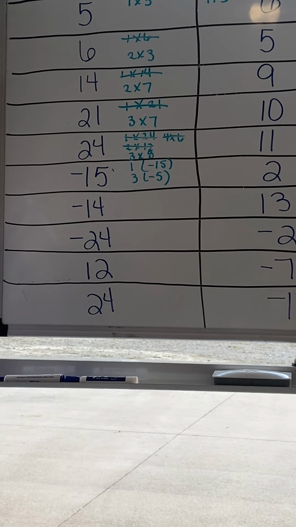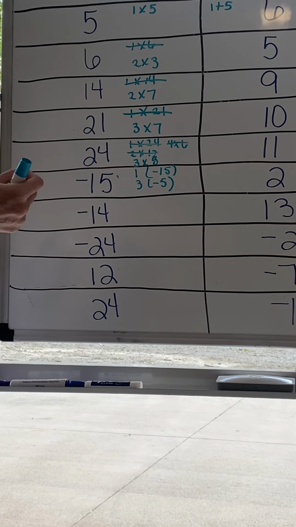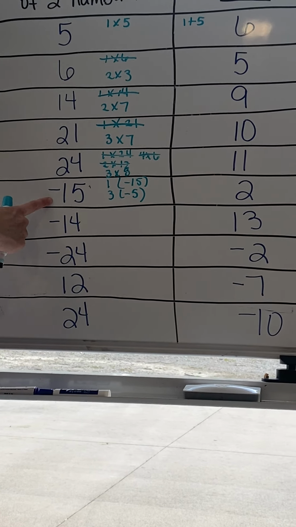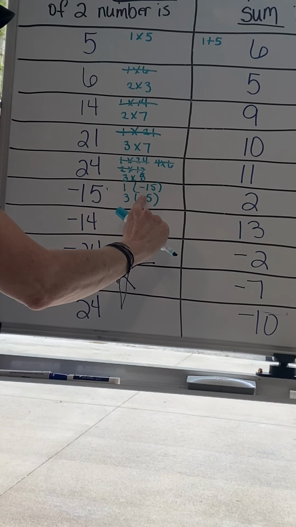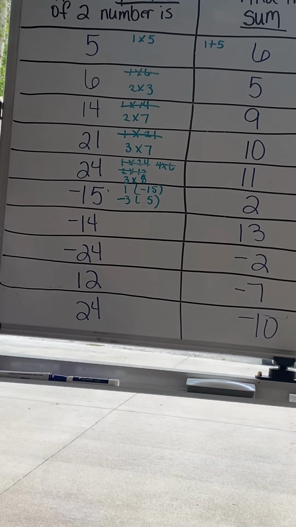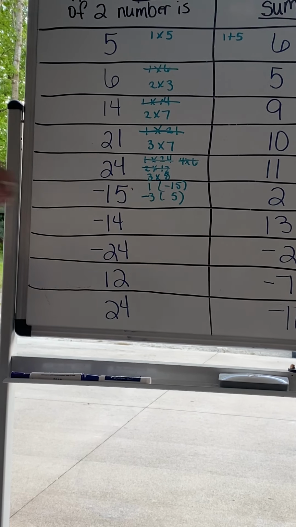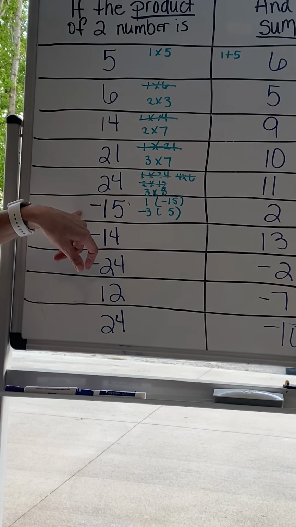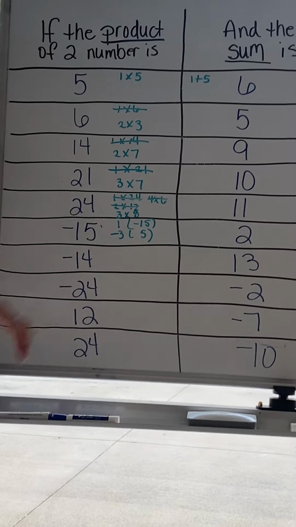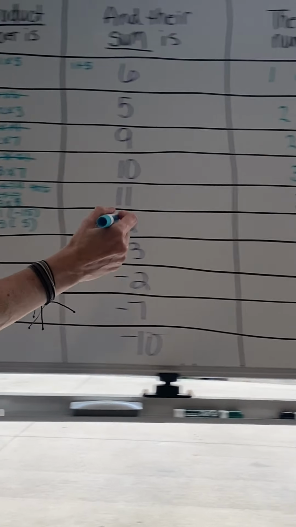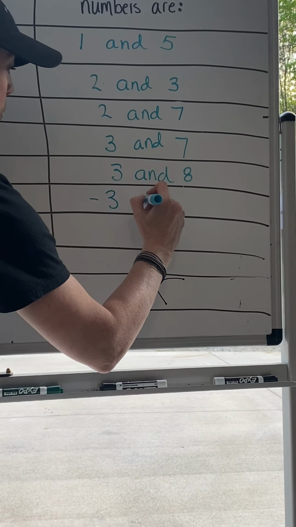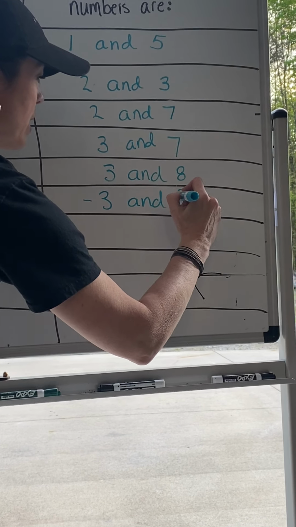So you got to think about, well, that doesn't work either. So what could I multiply together to give me negative 15, but still add and give me a positive 2? If you change the signs of this and made it negative 3 and positive 5, that gives you a negative 15. And if you add those together, that's going to give you a positive 2. So your two numbers this time are negative 3 and positive 5.